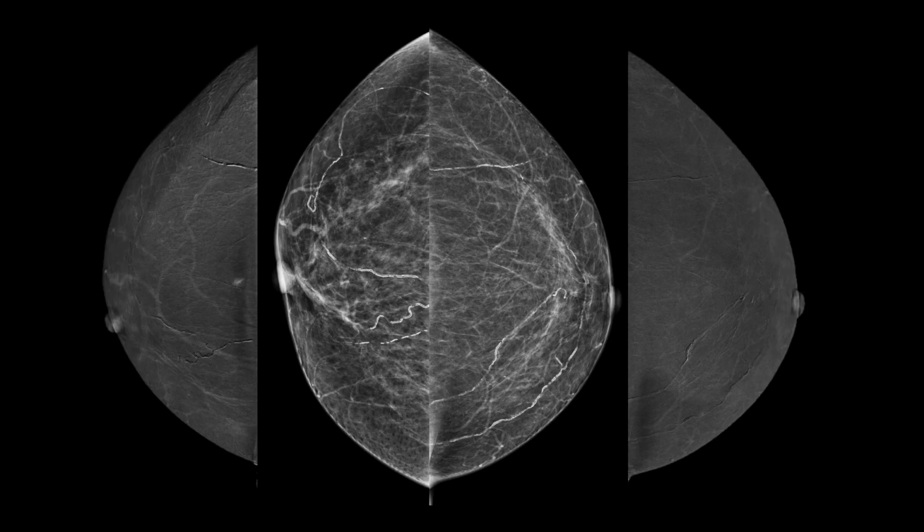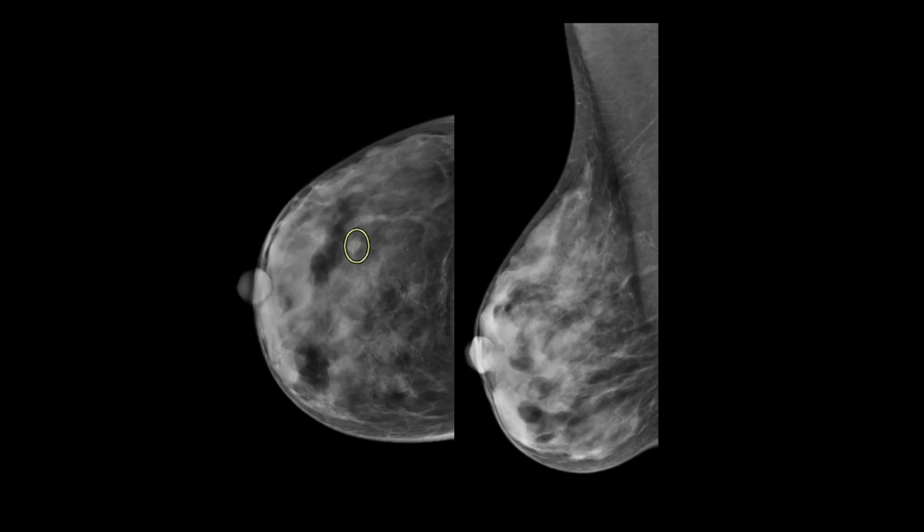Not a dense breast. Surprise. Yes? Cancer, invasive cancer. Not a dense breast.